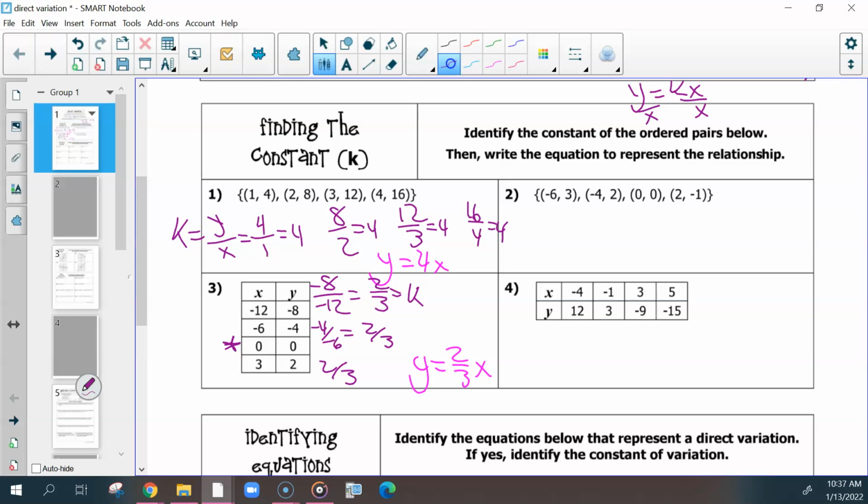Any questions on that before I let you try these two? Take a minute or two and try 2 and 4, and then we'll come back and talk about those.